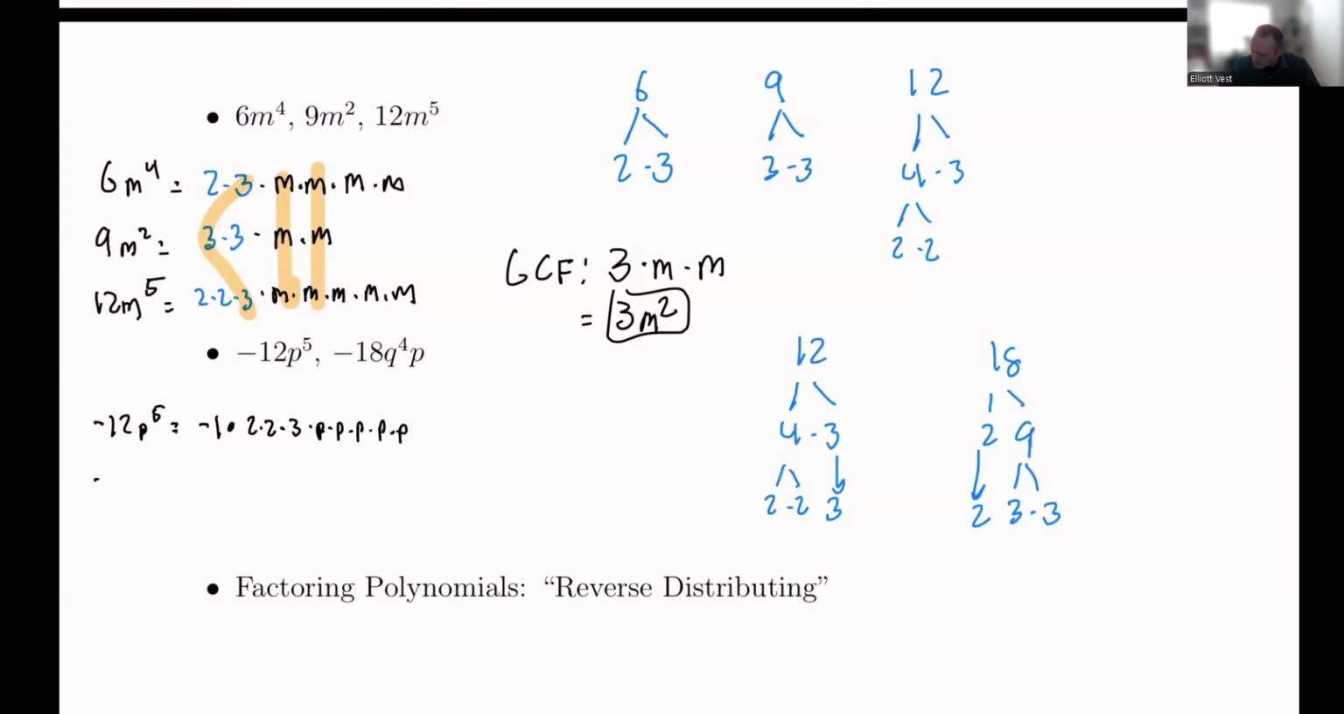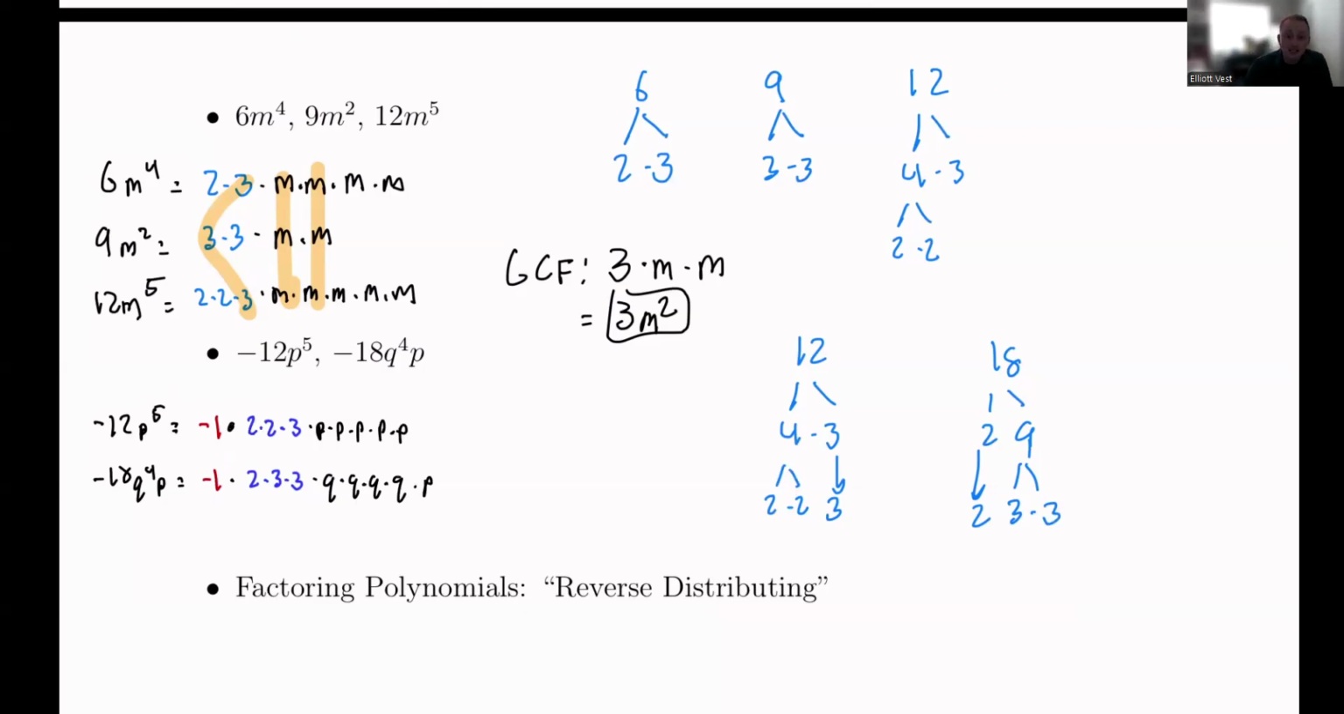And let's do the same thing for negative 18, 2 to the fourth, p, which is negative 1 times my 18 prime factorization times 3. Let's change these colors to blue here, and I'll change these to red because it's a special case here. So just remember those, right? Times q times q times q times q times p.